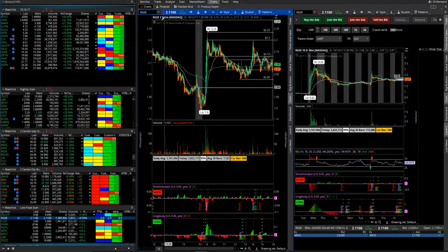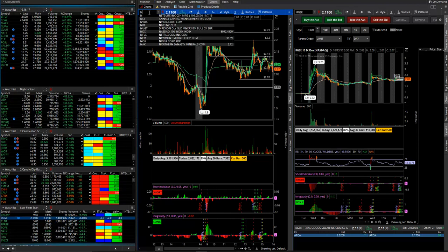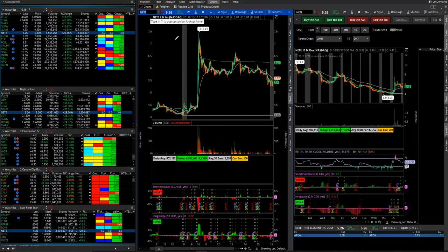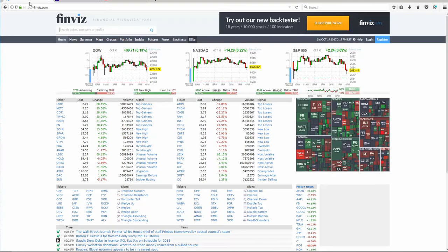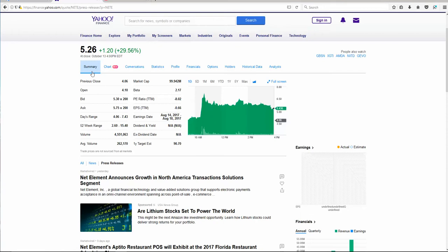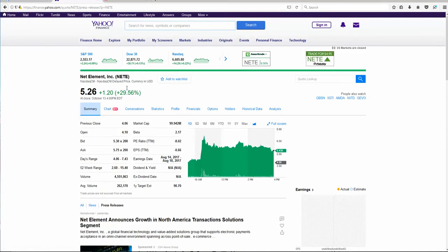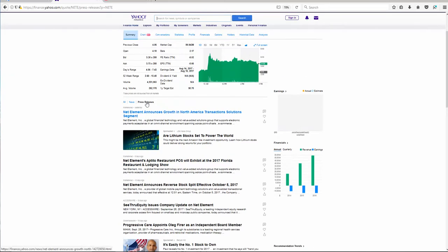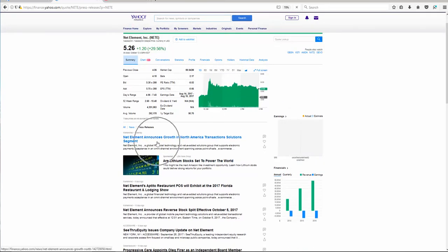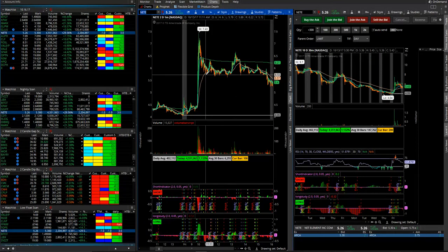Let's look at Netty. I think Netty had a crazy spike yesterday, right? So here's Netty. Yes, Netty had a crazy spike on some press release, right? You should always have FinViz and Yahoo Finance up. This is Netty here, and you're going to see there was a press release yesterday. The press release talked about, I don't know, some nonsense, and that drove the price of the stock up.